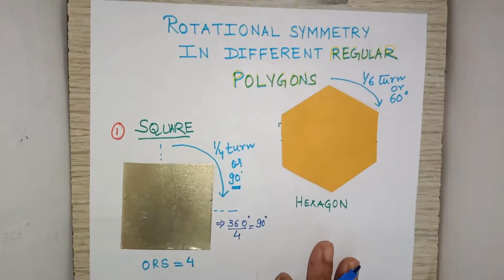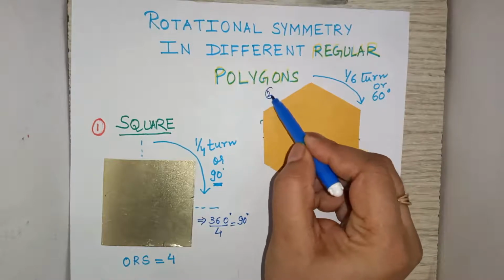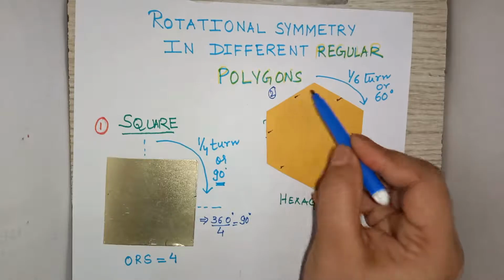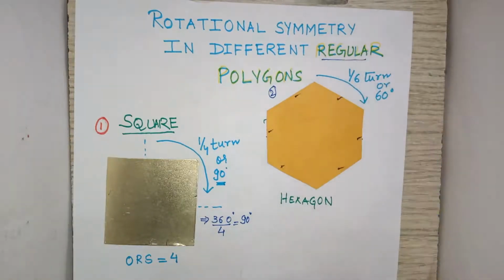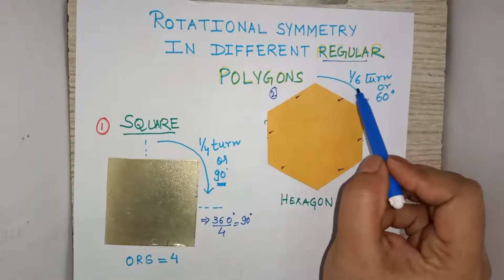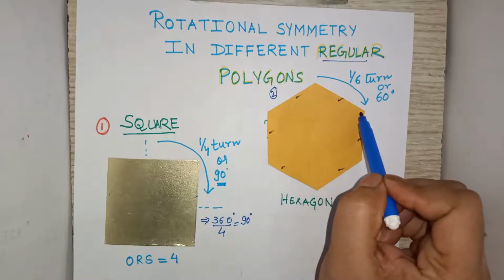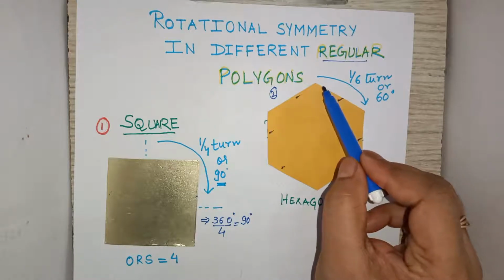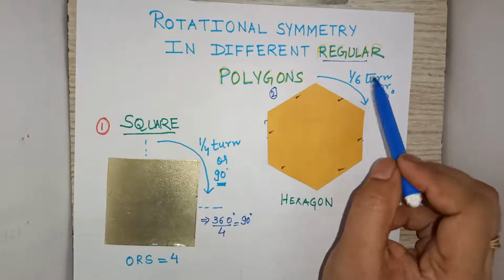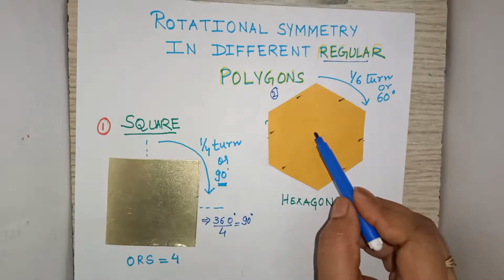Now move to the second shape children. Here we have a hexagon. You can see here it has 6 sides, 1 2 3 4 5 6, and because I am talking about a regular hexagon, all sides are equal. Now children, when you rotate it by 60 degrees from its original position, you will get the original shape. And if you give it a 1/6 turn, again you will get the same shape. So at 60 degrees or a 1/6 turn, you will get the same shape.